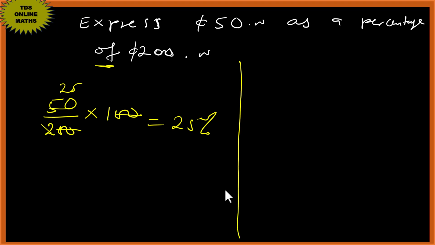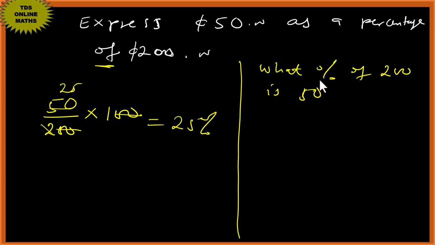That is the first method. Now the second method, instead of saying this over that times 100, you can go by it this way. Express 50 cedis as a percentage of 200. So it means, what percentage of 200 is 50? That's the idea of this question.